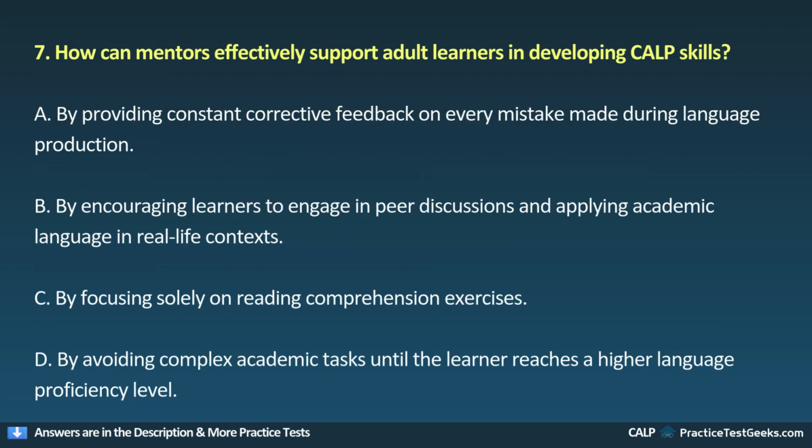7. How can mentors effectively support adult learners in developing CALP skills? A. By providing constant corrective feedback on every mistake made during language production. B. By encouraging learners to engage in peer discussions and applying academic language in real-life contexts. C. By focusing solely on reading comprehension exercises. D. By avoiding complex academic tasks until the learner reaches a higher language proficiency level.